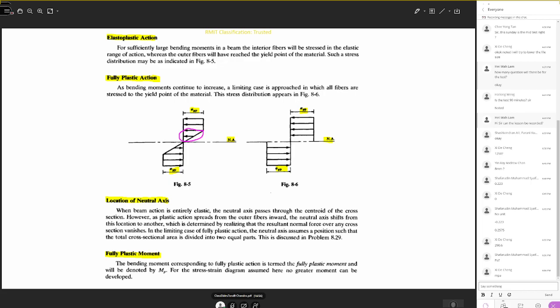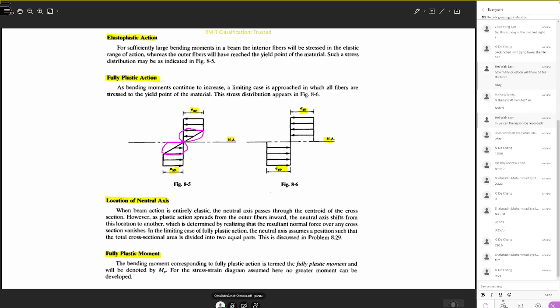So here, this is the elastic condition. Under this particular state, you can see part of the material at the outer fibers and at the bottom fibers is fully plastic, and closer to the neutral axis at the top and bottom, the material is still elastic. So this is a partly elastic and partly plastic condition.